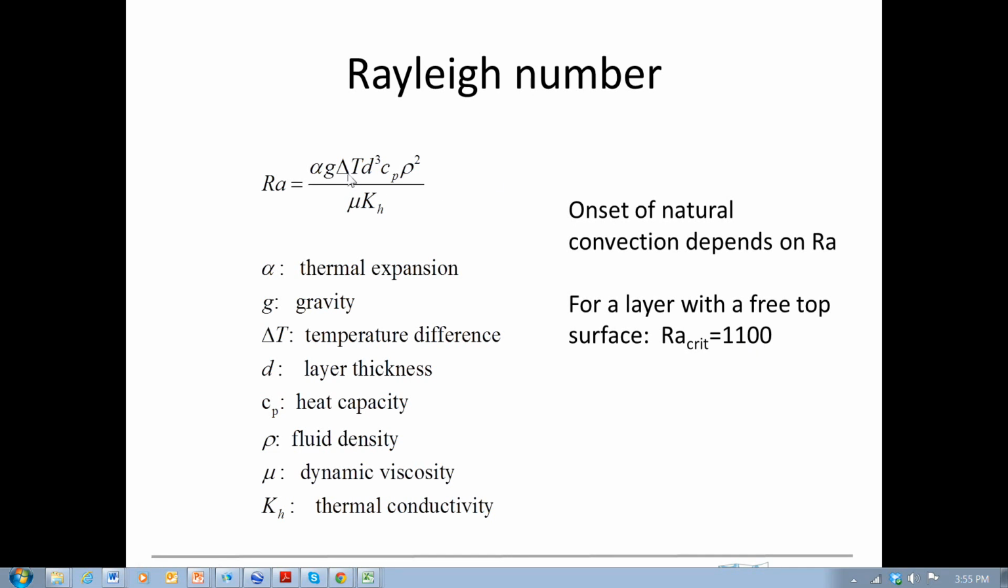So you see that the temperature difference here is in the numerator, and so as the temperature difference gets bigger, the Rayleigh number gets bigger. And if you have a layer that's of certain thickness d, and all these other things are constant, then you increase delta T until the Rayleigh number exceeds a critical value, and then you start convection.